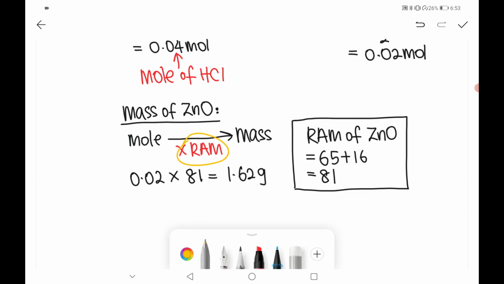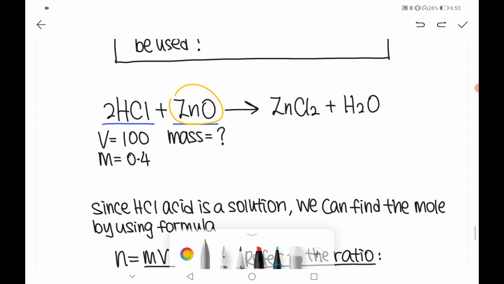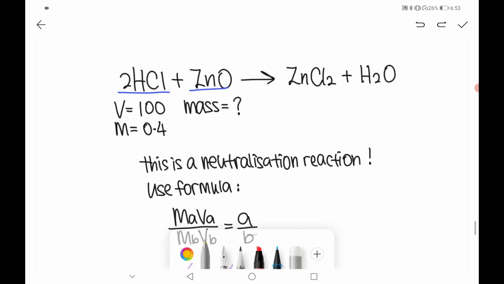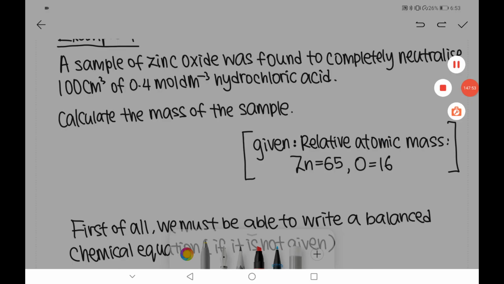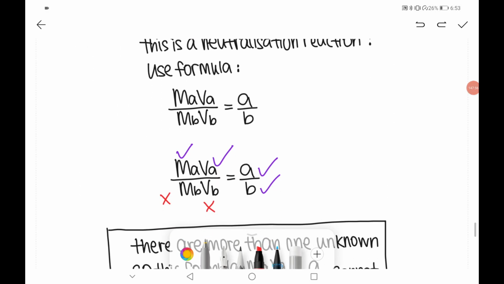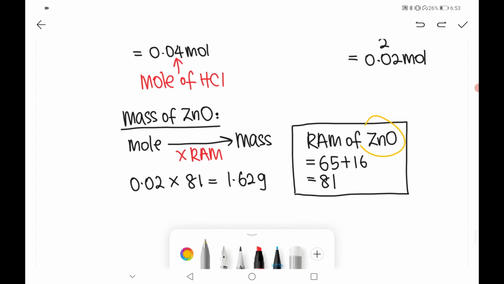What is the RAM? This RAM refers to zinc oxide. The RAM of zinc is given as 65. The RAM of oxygen is given as 16. All these RAM values, you don't need to memorize, because the question will give you the numbers. Now we can calculate the RAM of zinc oxide: zinc is 65, oxygen is 16, so if you add together, it is 81.